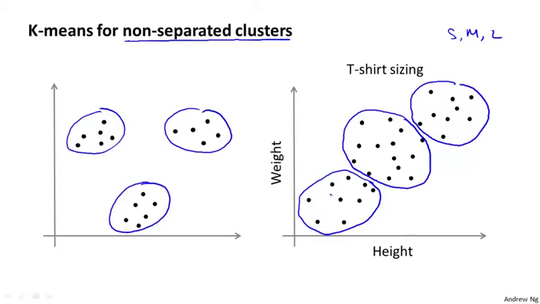And what you can do is then look at this first population of people and look at the height and weight and try to design a small t-shirt so that it fits this first population of people well, and then design a medium t-shirt and design a large t-shirt. And this is in fact an example of market segmentation, where you're using k-means to separate your market into three different segments, so you can design a product separately, that is the small, medium and large t-shirts, that tries to suit the needs of each of your three separate subpopulations well.